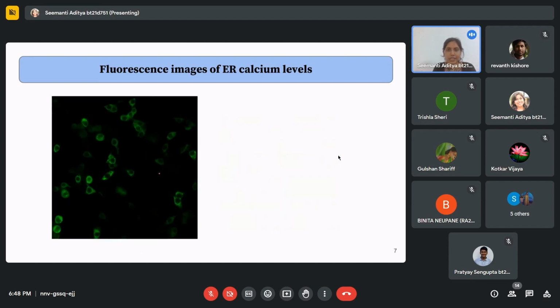So yes, this is an ER calcium, and here I have shown one video. This is live calcium imaging that I had done. If you see this GIF, I think you can see the levels. You can see that in this image it will go down and again go up. So go down, go up. These are time lapse images basically.